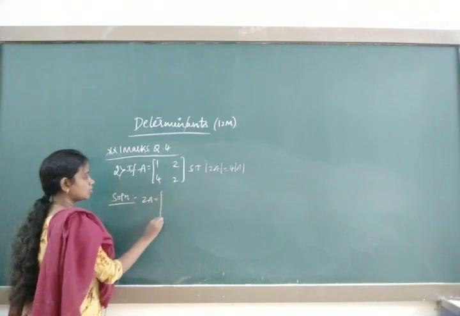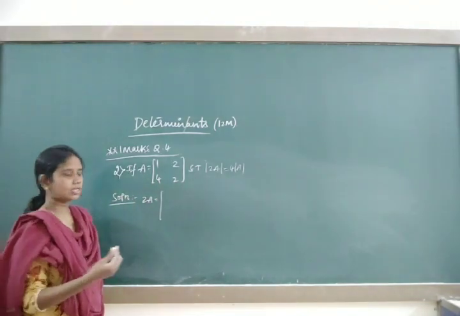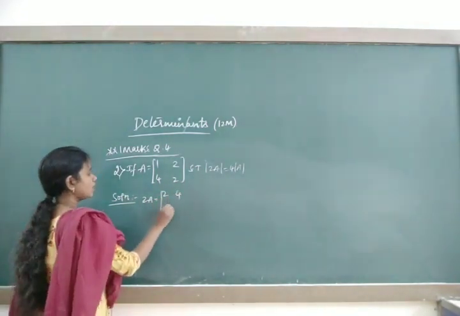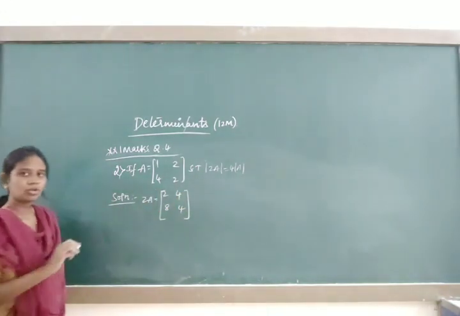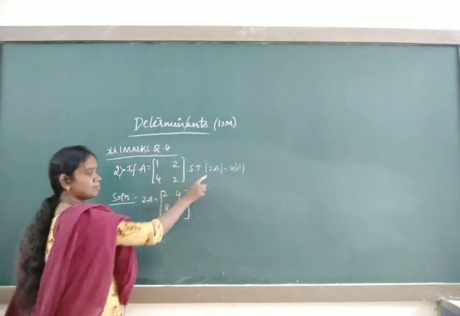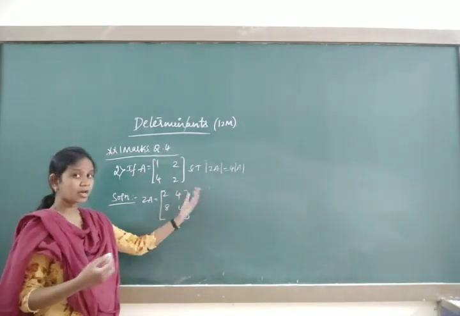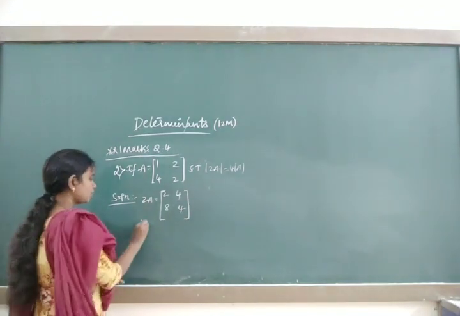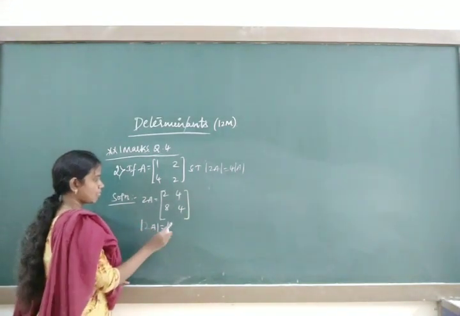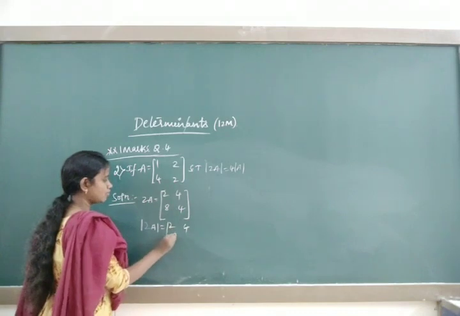2A matrix is equal to multiplying throughout the matrix with 2: 2 4 8 4, enclosed in this bracket. Now take bar 2A, or modulus 2A, but generally bar 2A. Bar 2A is equal to the determinant of 2 4 8 4.